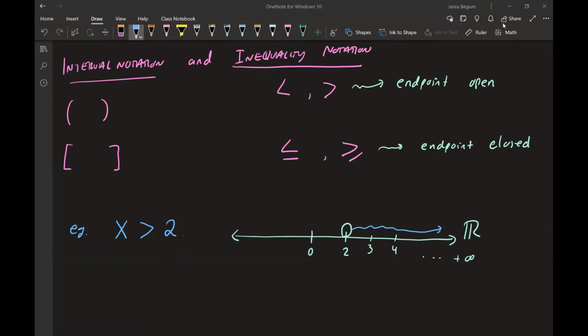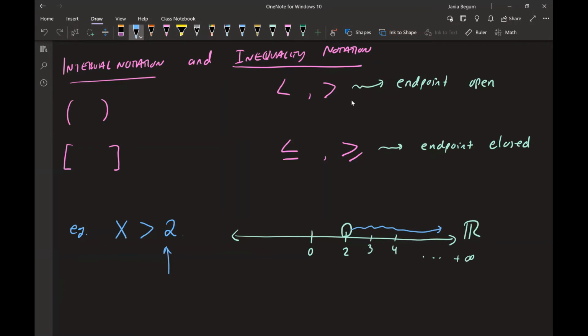Yes, I have a question. Okay, go ahead. Could you go over what you said about endpoint closed and endpoint open on the lesson signs again? Yeah. So this right here, this is what we call an endpoint.